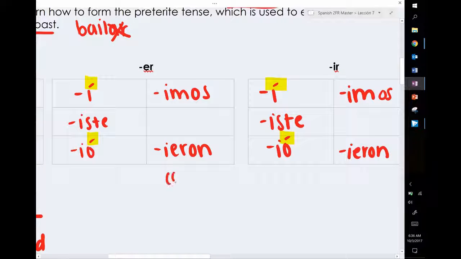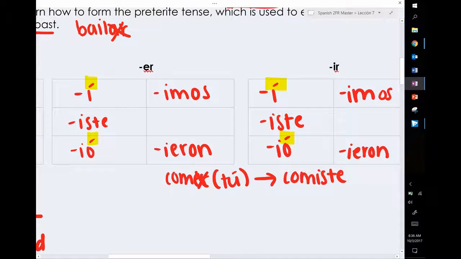So if I have comer, and I want to put it into the preterite tú form, I'm going to drop my ER ending, find my subject for tú, there it is, so it would become comiste. Pretty straightforward.